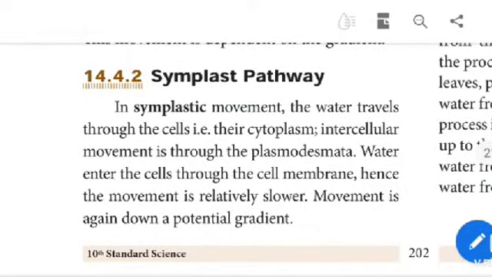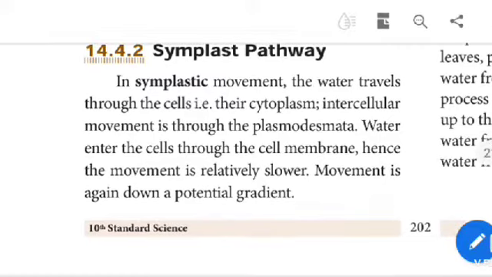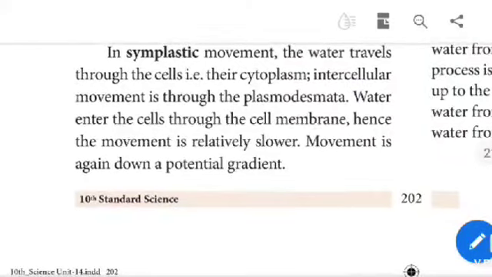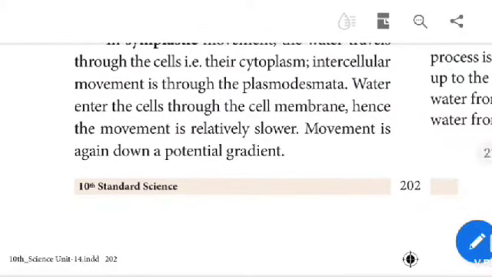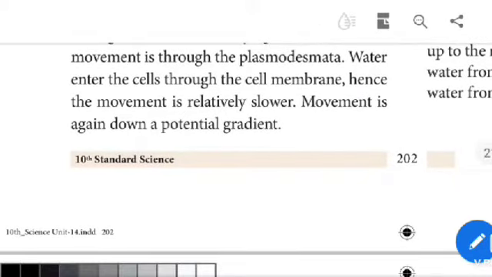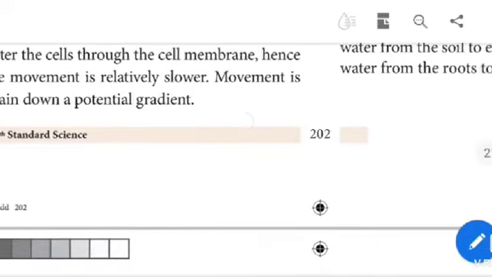Symplast pathway. In symplastic movement, the water travels through the cell, that is, through the cytoplasm. Intercellular movement is through the plasmodesmata. Water enters the cells through the cell membrane. Hence the movement is relatively slower. Movement is again down a potential gradient.